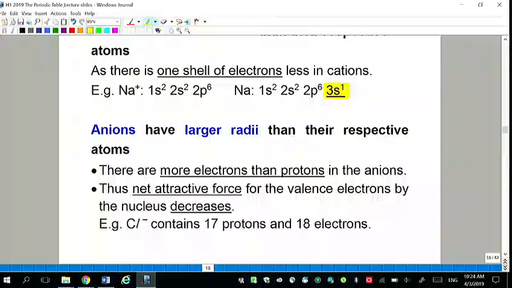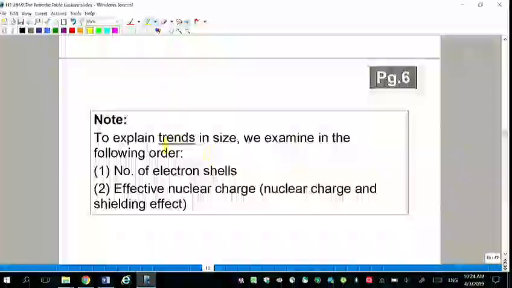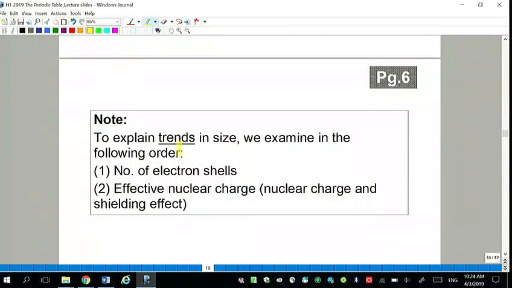Any questions so far? All in all, if I want to summarize, when I want to explain the trend in the radius, we usually examine first the number of electron shells, then I talk about the effective nuclear charge. If the number of electron shells is the same, then I'll discuss effective nuclear charge.